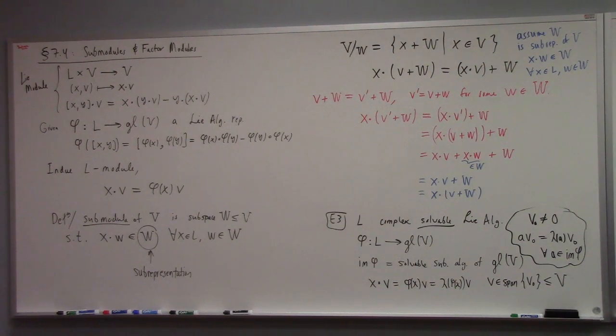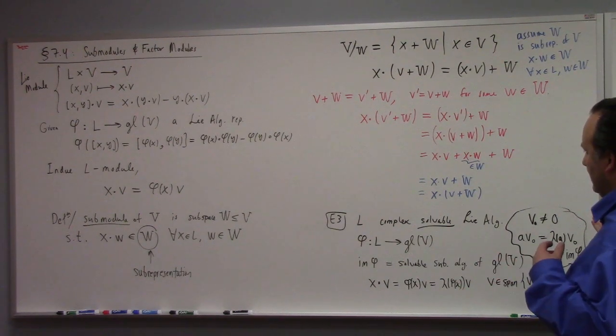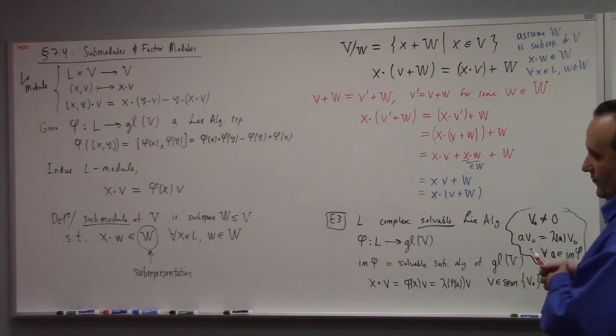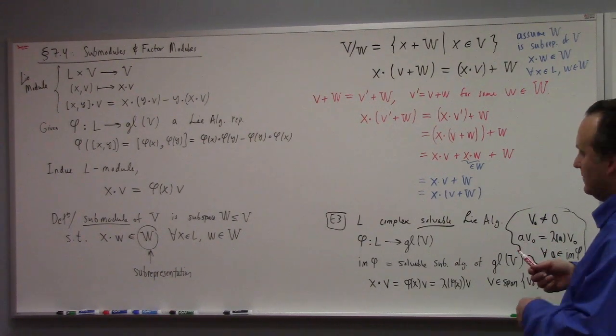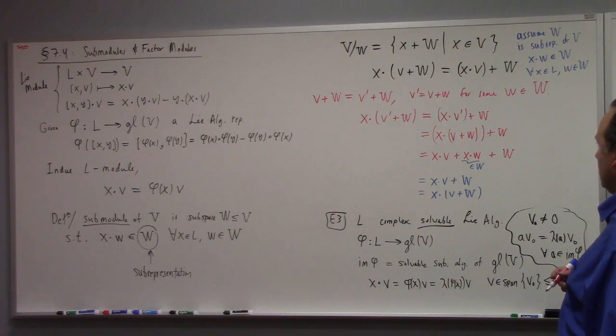Once you have that settled, then you can go and check the needed axioms for the module action, right? Like there were the linearity in the first, linearity in the second, and then, like you said, the preservation of the bracket. We can look at the bracket.